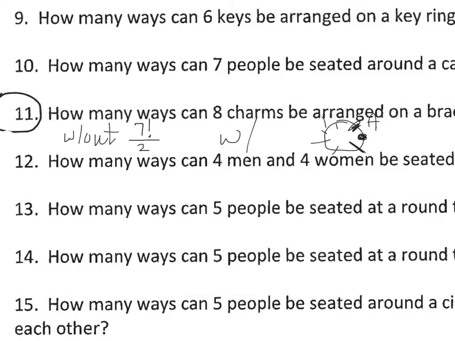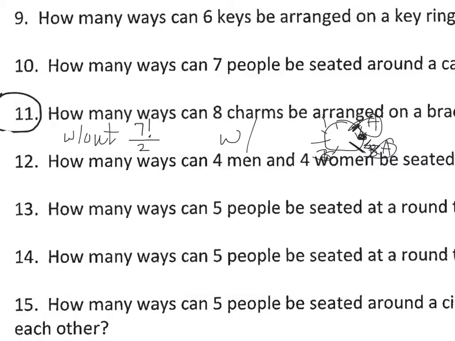Let's say charm A goes there, and charm B goes there, and C goes there, and so on. If we then rotated it to make A right here and B right here, that's a different configuration, because when A is here relative to the clasp, it's quote unquote above it, but here it's below it.